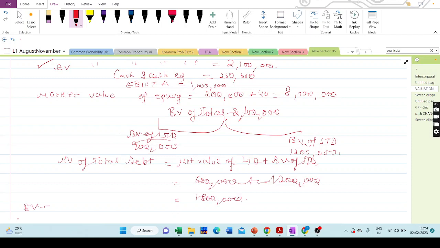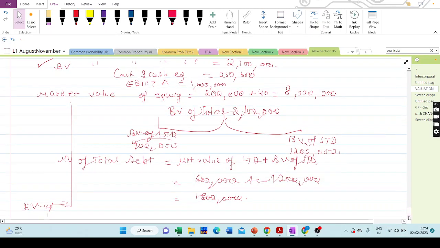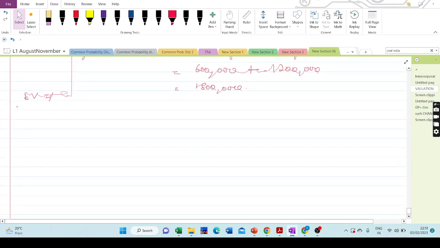Okay, now you calculate your enterprise value. Your enterprise value is market value of equity, which is 8 million, plus market value of debt, which is 1.8 million, and minus cash and cash equivalents. Cash and cash equivalents was 250,000. So your enterprise value is how much? 95 lakh 50,000, right? This is your enterprise value.